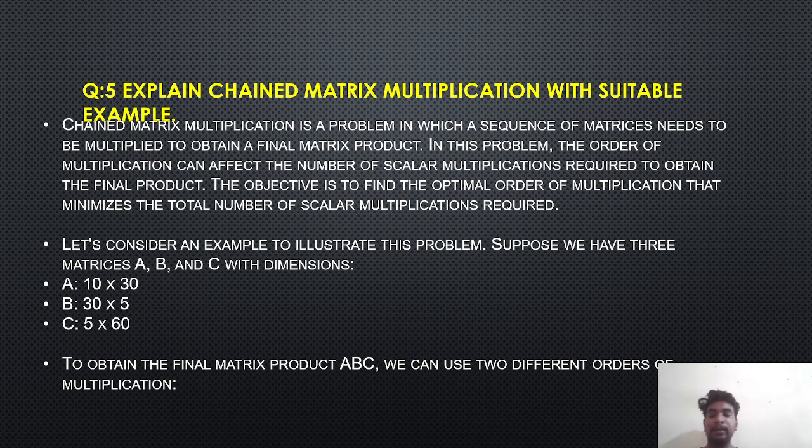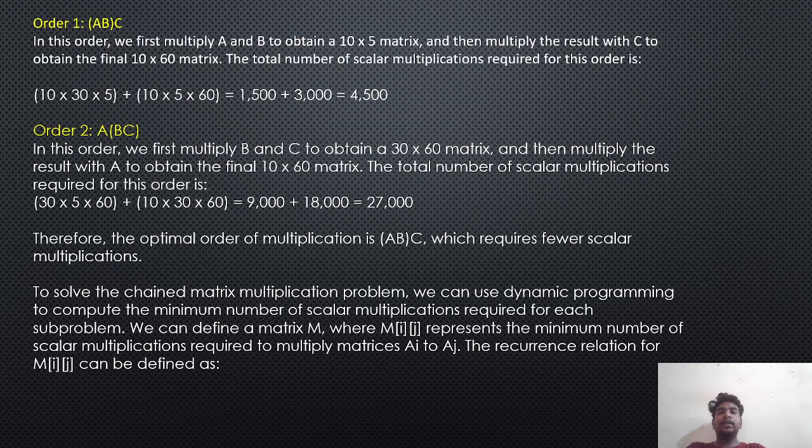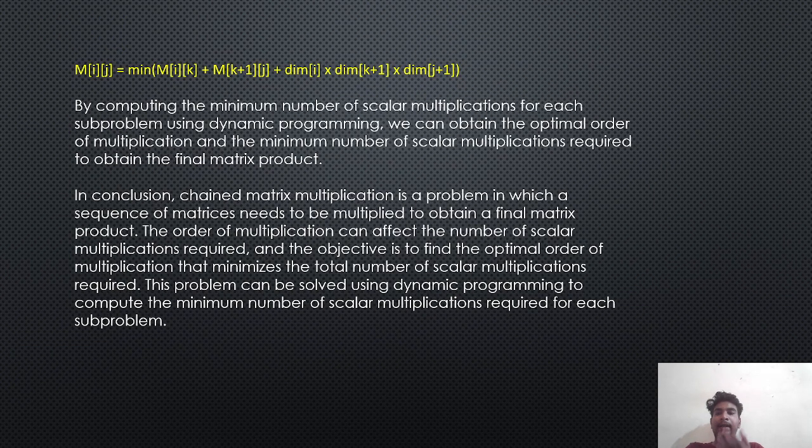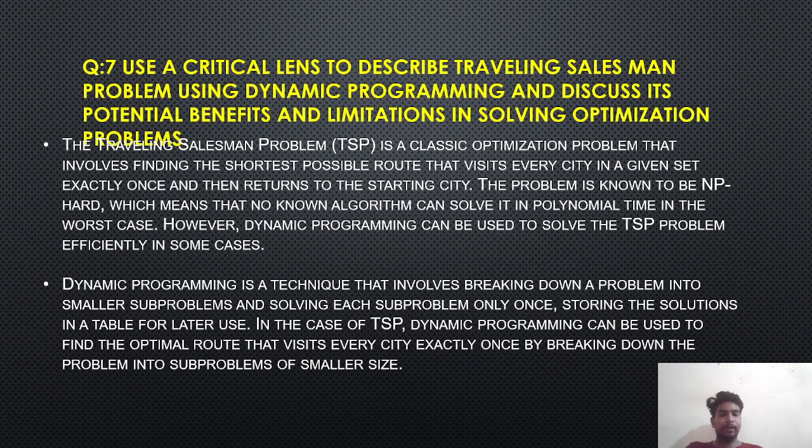So for example, there are three matrices: A of dimension 10 by 30, B of 30 by 5, and C of 5 by 60. To obtain the final matrix product ABC, we can use two different orders of multiplication. First, (AB)C, second, A(BC), and we can then use the traditional method also.